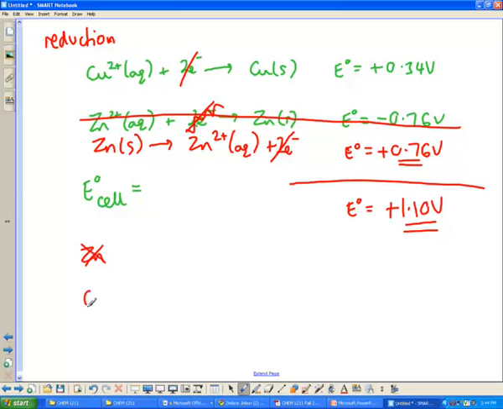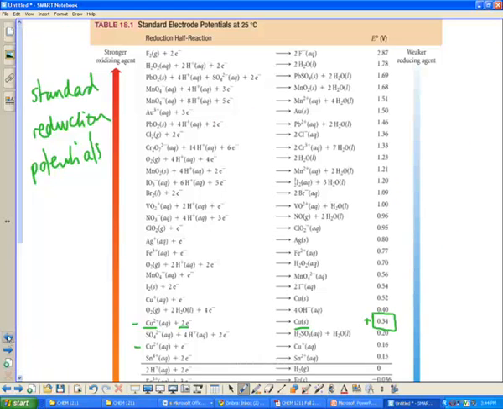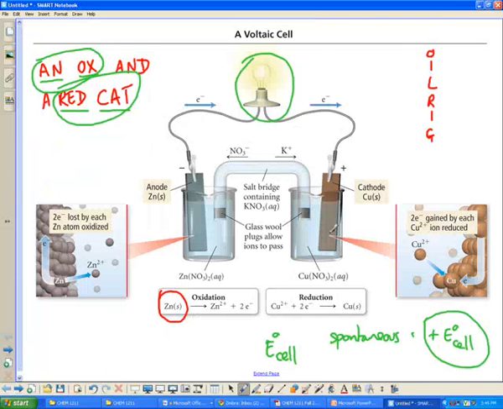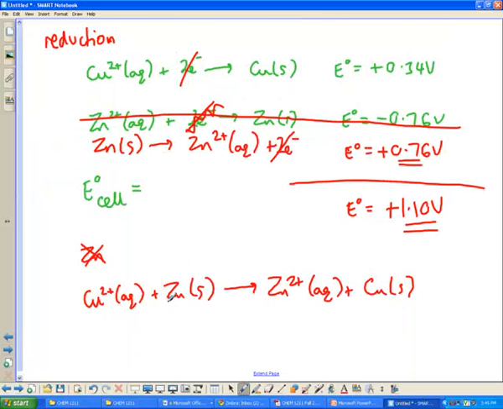So my overall reaction here then is copper 2 plus plus zinc goes to zinc 2 plus and solid copper. Now you remember what we were saying before. The copper solid increases in size and the zinc decreases in size. And that's exactly what we're saying here. The zinc disappears and forms zinc 2 plus. The copper 2 plus disappears and forms copper solid. So this is a spontaneous redox reaction because of the positive cell potential.